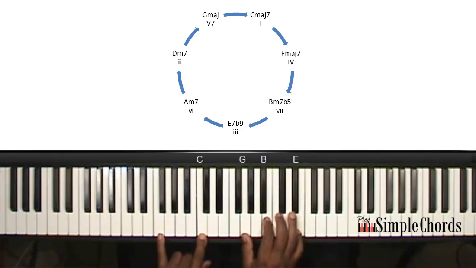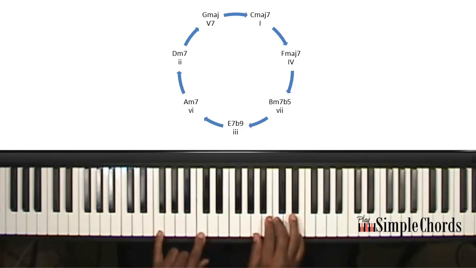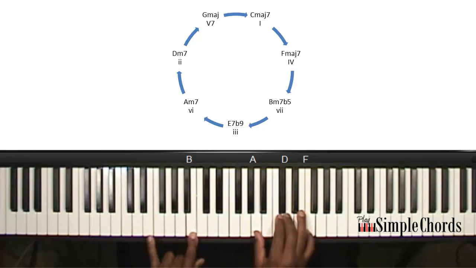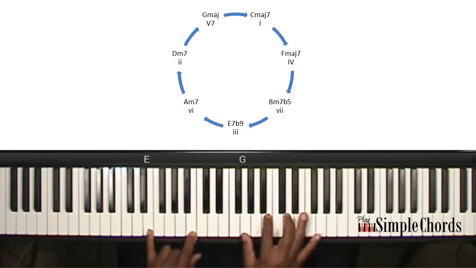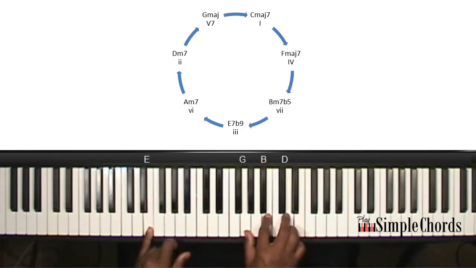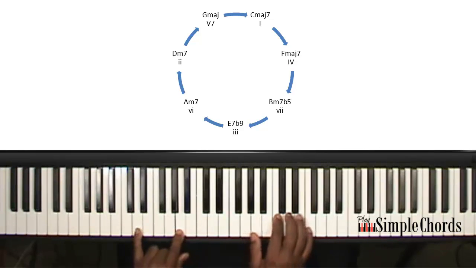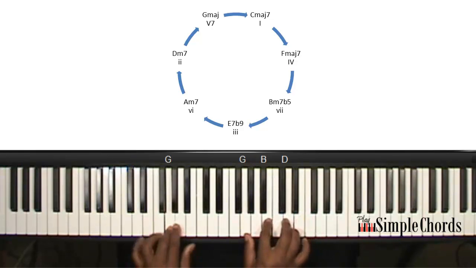C major 7th, go to your F major 7th, then you go to your B, and you're going to play a B minor 7 flat 5, which is a half diminished or a diminished 7th chord, and then you're going to go to a E minor 7th, to an A minor 7th, and then to a D minor 7th, and then to a G major, and then back to C.